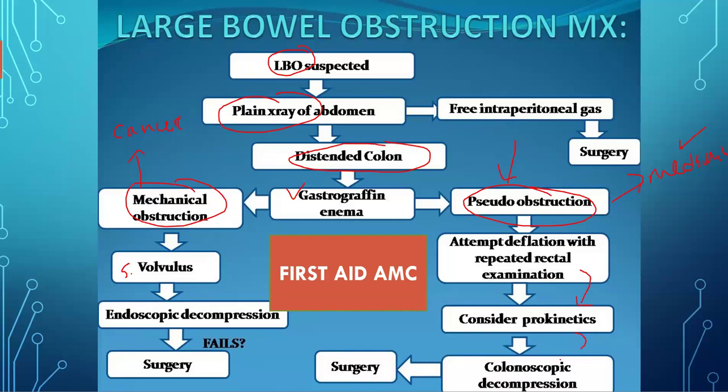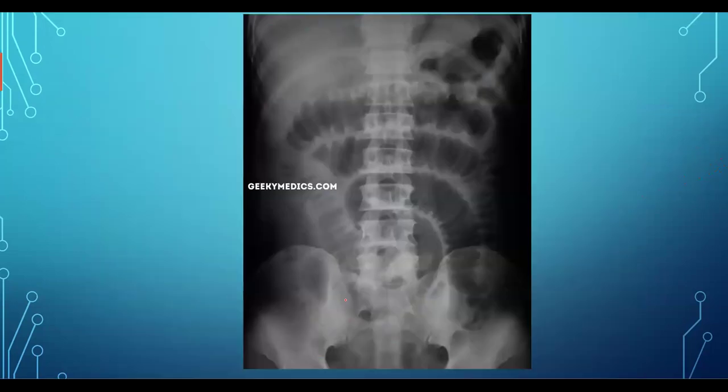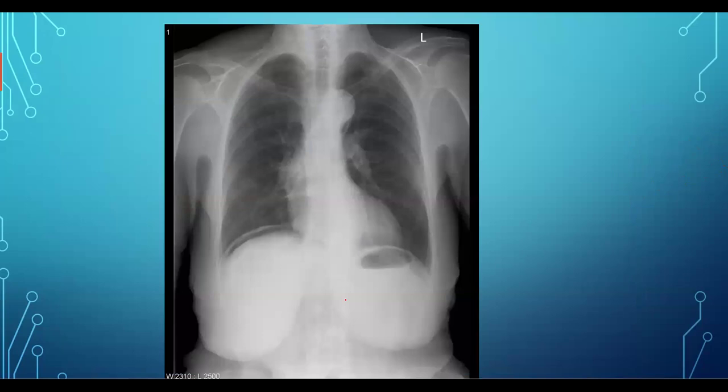If it's not getting better, then you'll need to go for colonoscopic decompression. Still not getting better, then you might need to go for a surgery, which is very unusual for pseudo obstruction. Most of the time, repeated rectal tube deflation is the one that's successful. Sometimes a prokinetic, or at last you go for colonoscopic decompression. So that's how we manage large bowel obstruction.